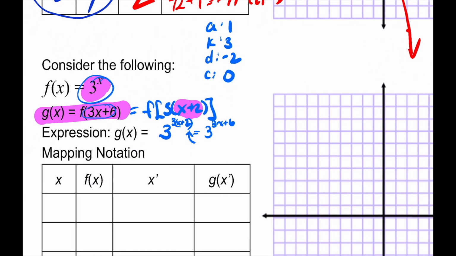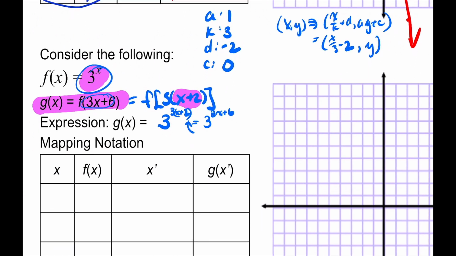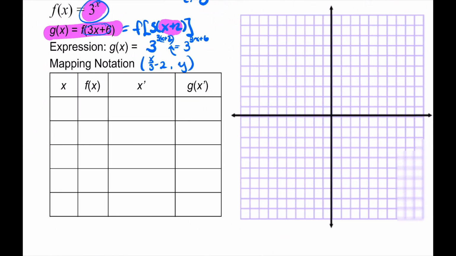The mapping notation, well, again, the mapping notation is (x, y) goes to (x over k plus d, a times y plus c). So in this case, we're going to see that k is going to be 3, so x over 3, and d is a negative 2, so we just subtract 2, and we haven't done anything to y, so y is just going to be the same. So let me just rewrite that down here. So x over 3 minus 2, and then we're just left with y. So we'll go off to graph this.